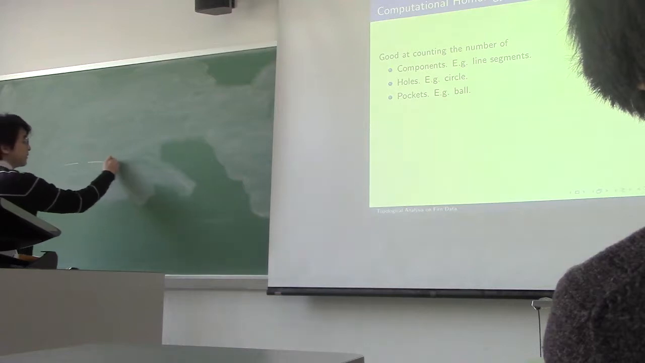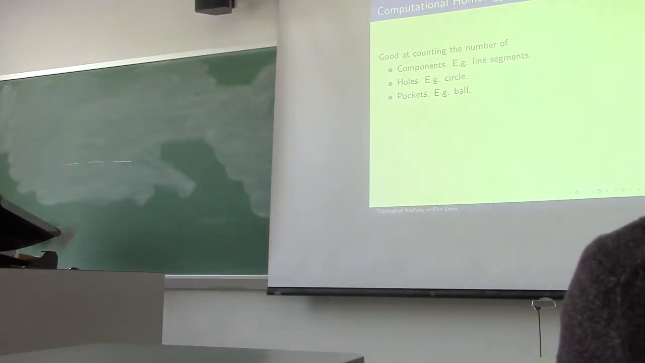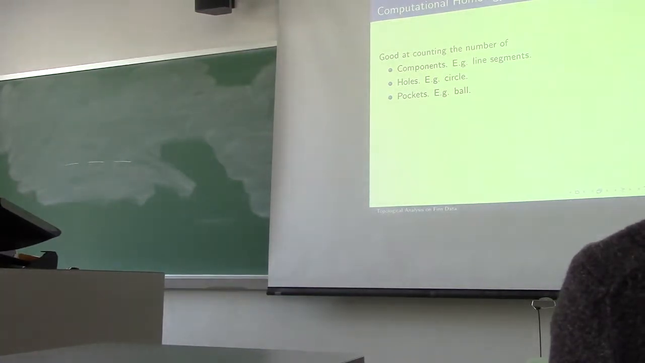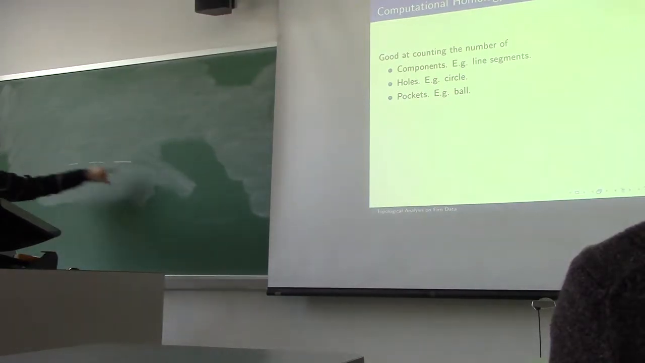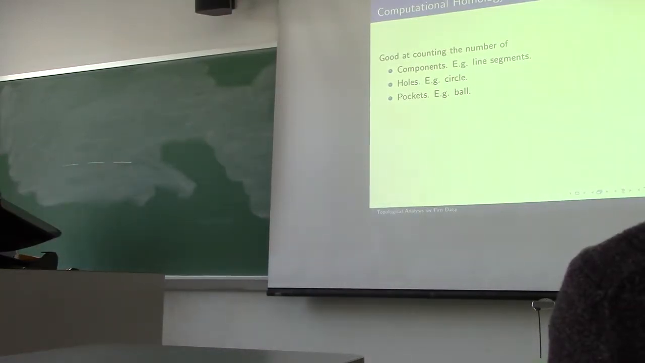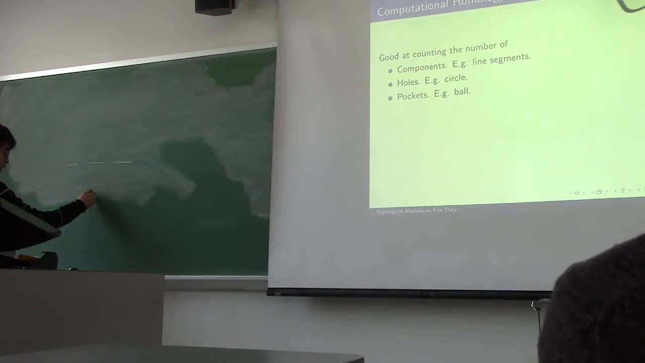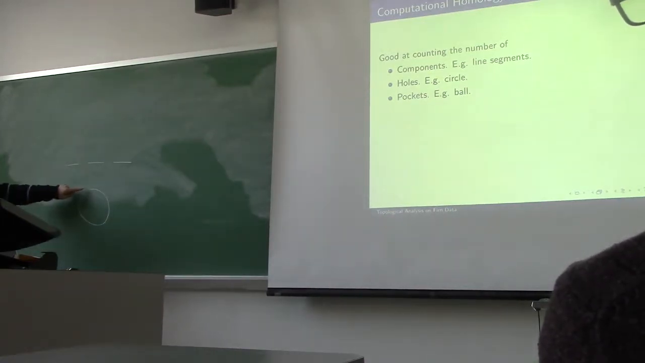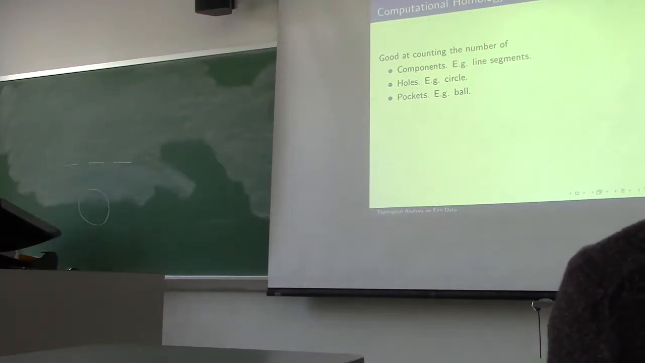So for example, if you have something like this, it's very easy to see you have three different line segments. If you think about computational homology as a black box, and you throw this into that black box, that machine will count how many components are in this object. So in this case, I have three. The machine will tell you there are three disconnected components. Likewise, if you put in something like a circle, this is one disconnected component, and because of this circle, it creates a hole. So this is called a hole. If you put this inside our machine, it will output one disconnected component and one one-dimensional hole.